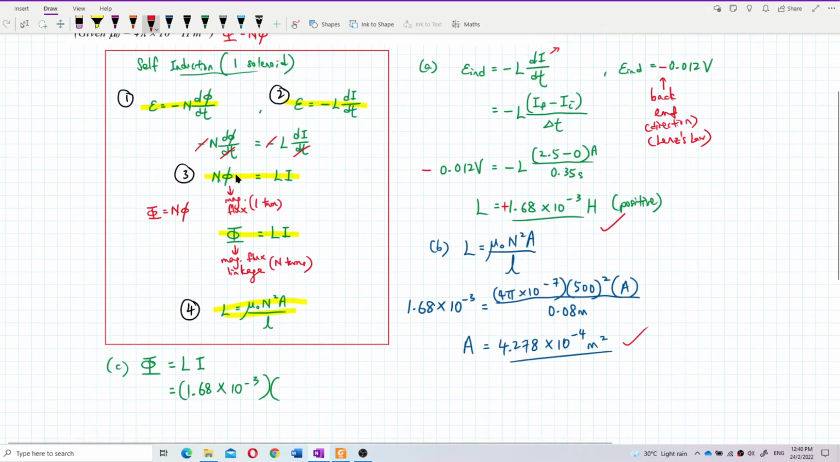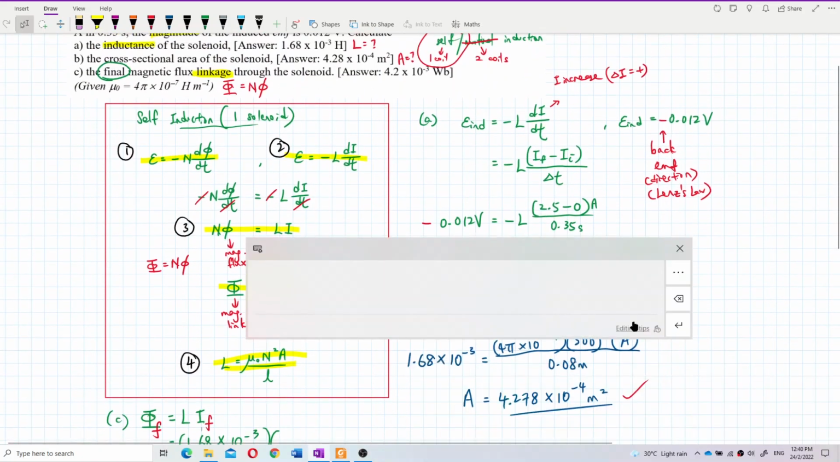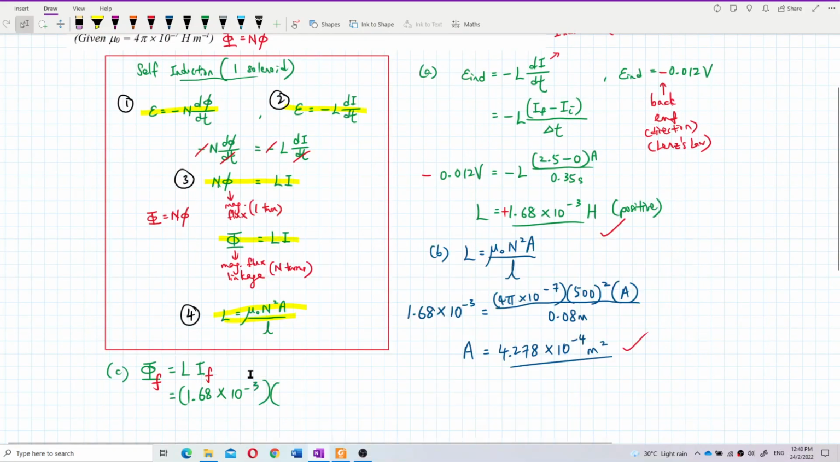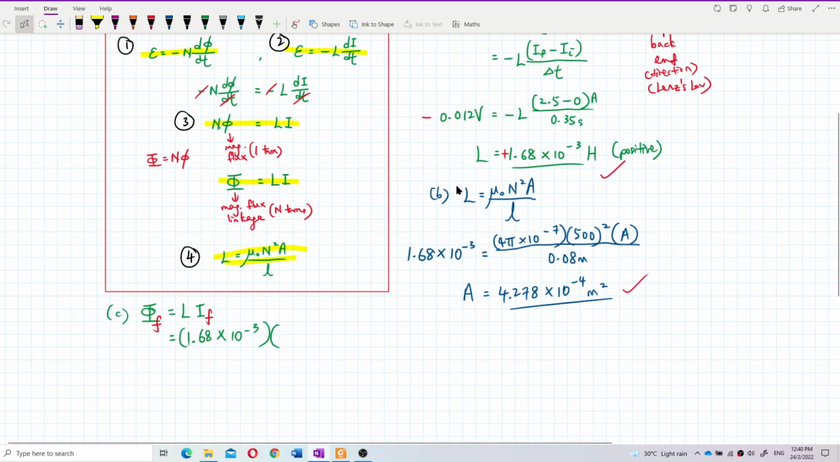So the current also uses the final value. The final current is what? The final current is 2.5 ampere. Okay, put in the 2.5 value. So 2.5 ampere.